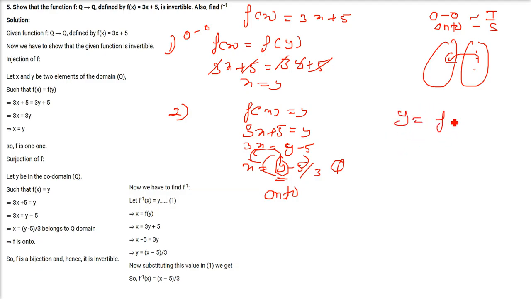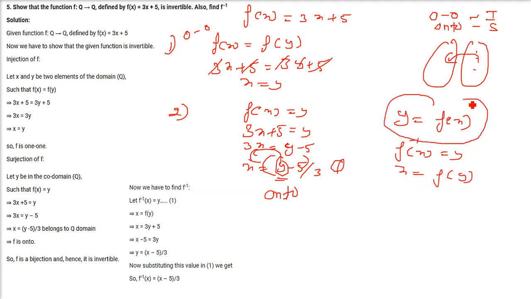For f inverse, first we know y equals f(x). So how do we write f inverse? f inverse of y equals x. That is, f inverse of y means what? y is f(x), so the inverse will be x equals f(y). So x equal to f(y) is the main thing. This is the actual inverse.